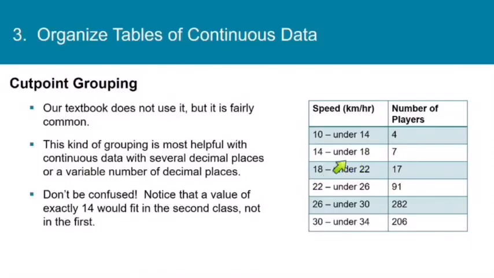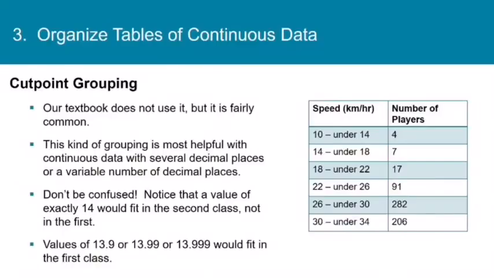So the word under is what keeps the classes from overlapping. But because we do have the word under, that allows us to handle any number of decimal places. A 13 or a 13.99 or a 13.999 would all fit in the first class, and we don't have to know in advance how many decimal places our data will have.